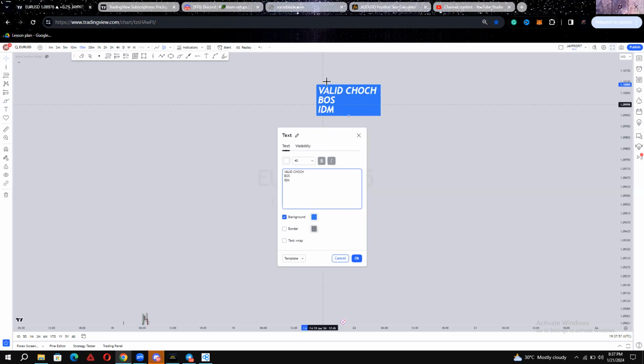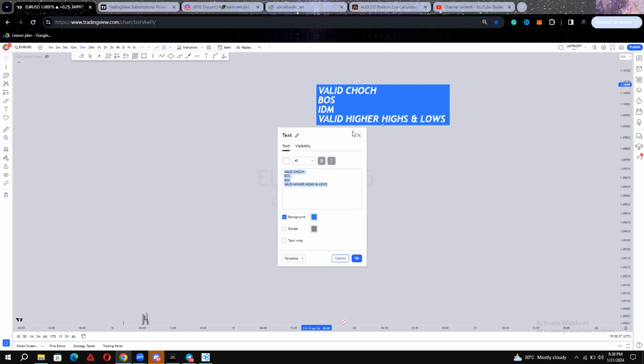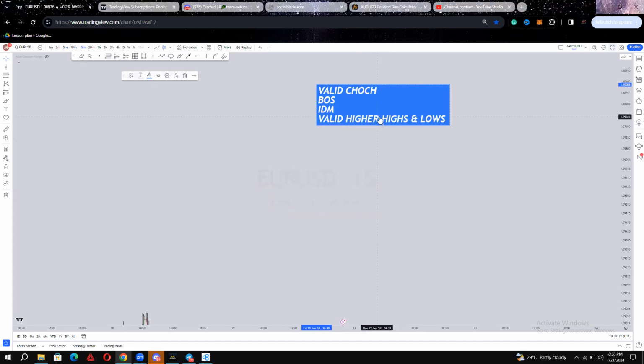So basically, all of this is under structure mapping. This is all we're going to be looking at under structure mapping. What else am I skipping? So basically, higher highs and lows, and valid ones. Okay, so these are the things that we're going to be looking at today, guys. So let's look at this and see what's going to happen.